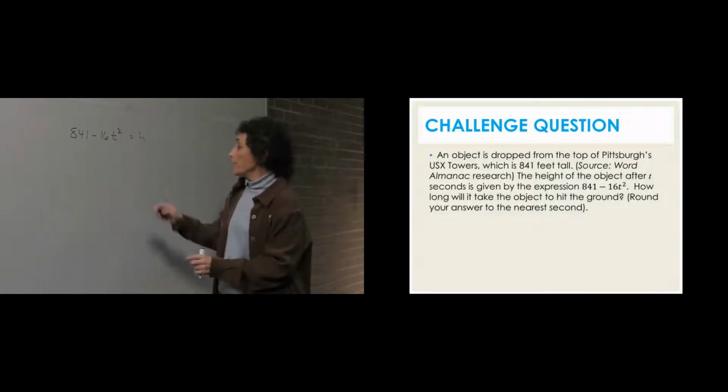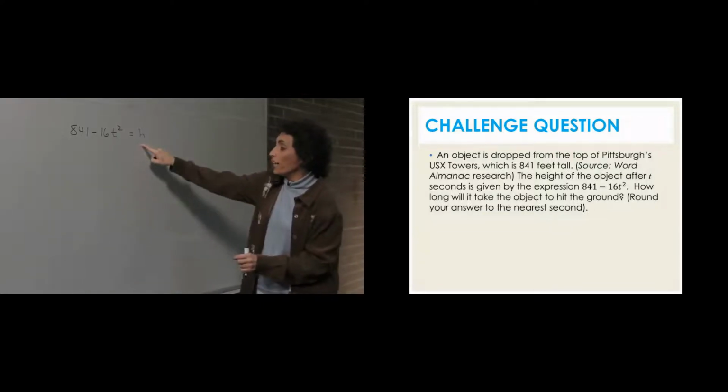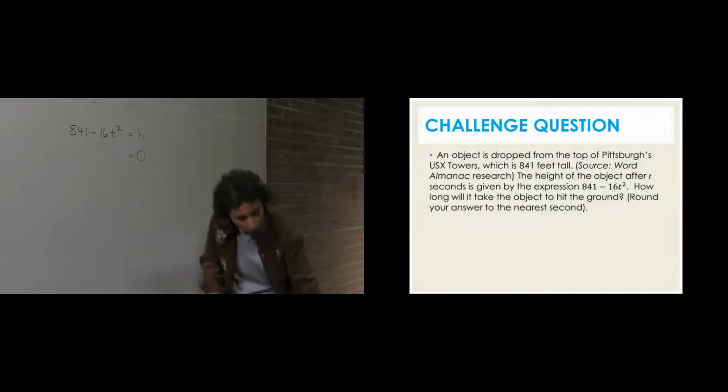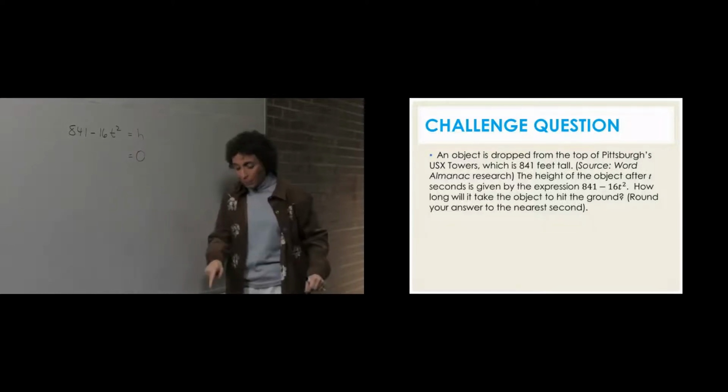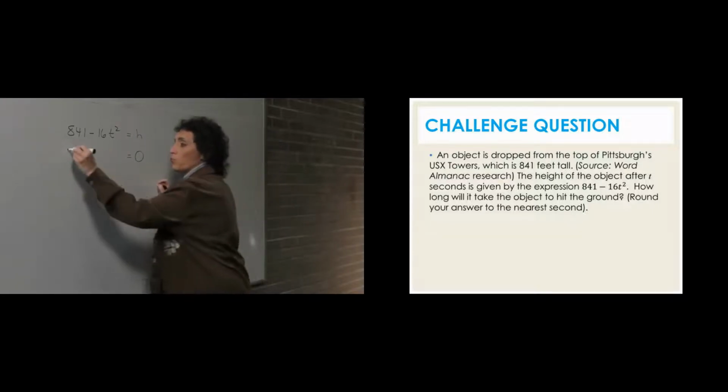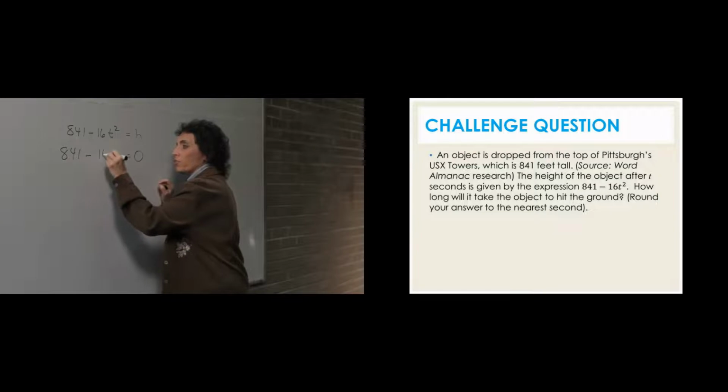At any rate, here's the deal. If it hits the ground, that means it's not off the floor at all. That means the height of the object is 0. So what I'm really trying to solve here is this.